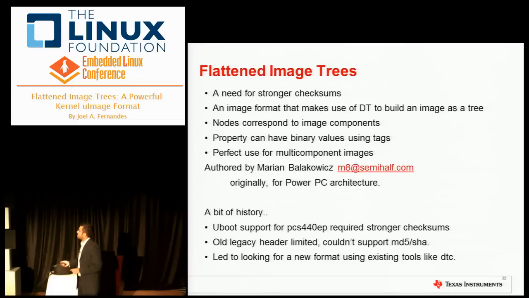It makes use of device tree to build a tree. Nodes correspond to image components. So now your ramdisk is a node inside the tree, or your device tree blob itself is a node inside a tree, and stuff like that. So it's a perfect use for multiple component images, like embedding multiple kernels, multiple device trees, multiple RAM disks, multiple things you haven't even thought of. And this format can be adapted to pretty much anything that you want to do, that you can't think of now, but you might want to do in the future.